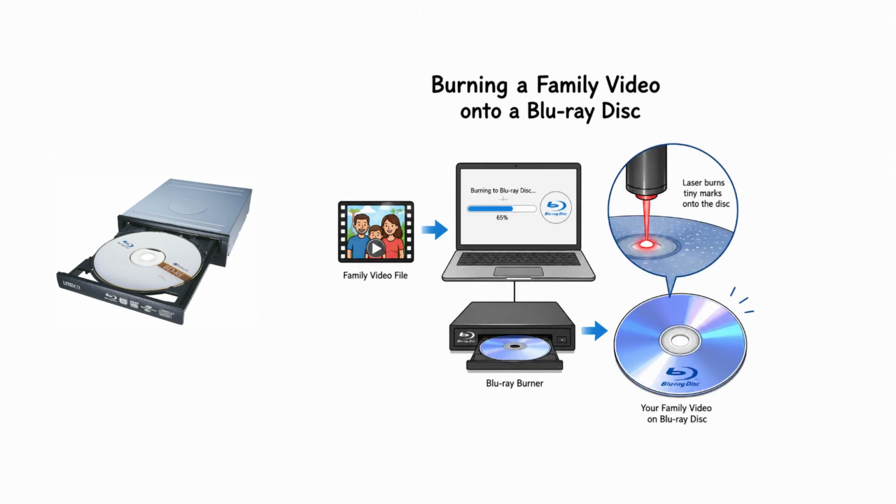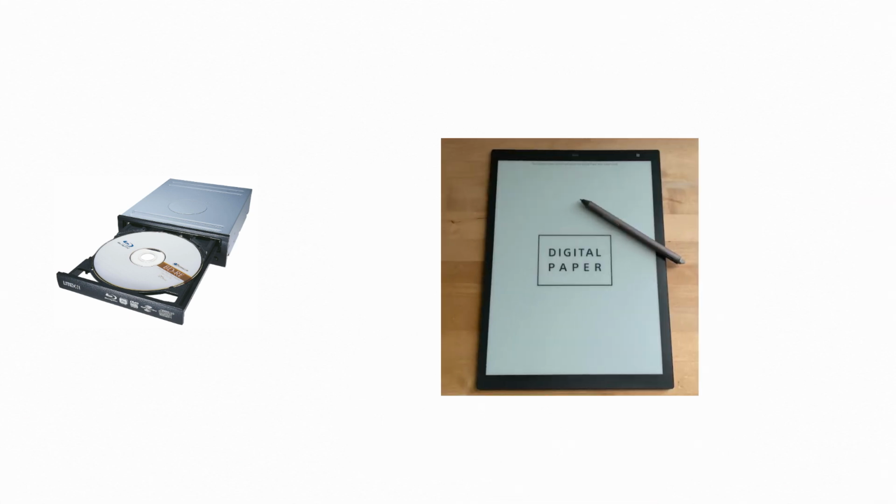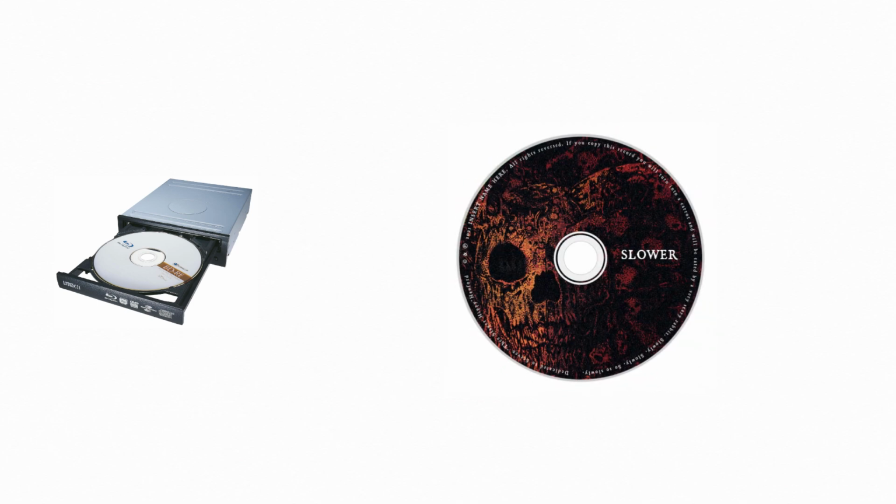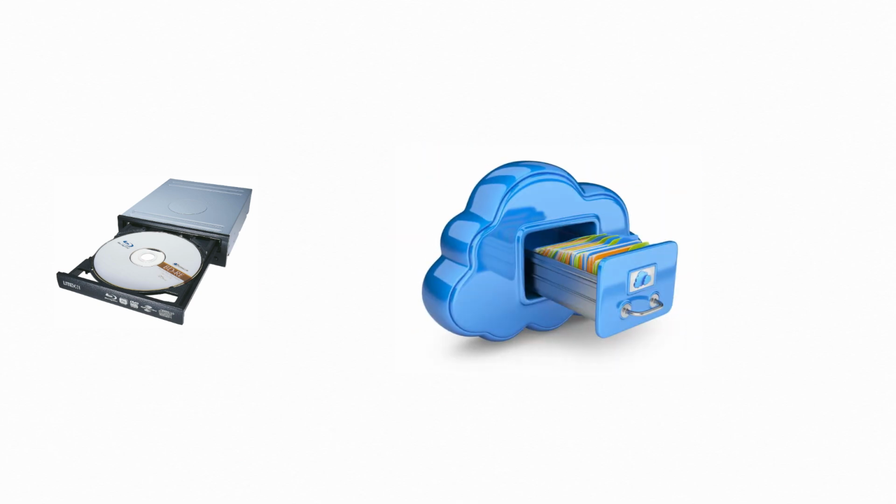For a write operation, imagine burning a family video onto a Blu-ray disc. The drive uses a laser to permanently write the data onto the disk's surface. Think of optical discs as digital paper. Once you've written something, changing it isn't always easy. They're slower than hard drives and SSDs, but they're still useful for archiving movies and important files.